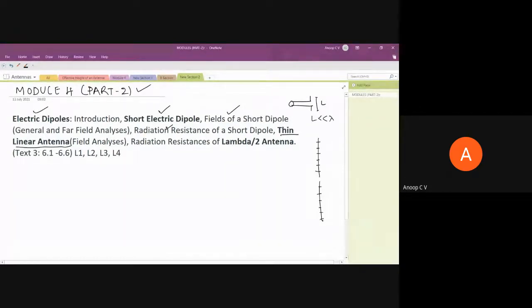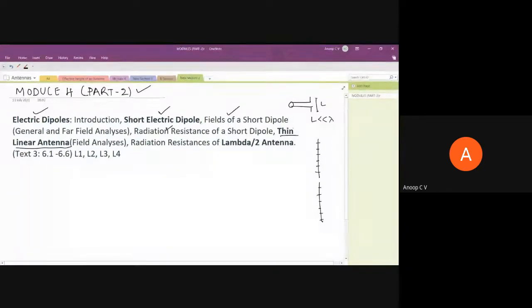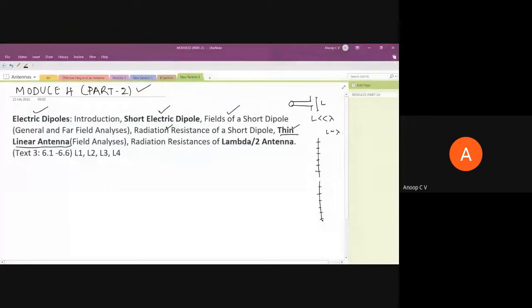Once you are comfortable with that, you can straight away extend that idea to a thin linear antenna. In a thin linear antenna, L will be comparable to lambda, or it can be lambda by 2 or lambda by 4, whatever it is. So you can straight away extend this concept of the short electric dipole to any other thin linear antenna. So the discussion of the short electric dipole is very, very important.